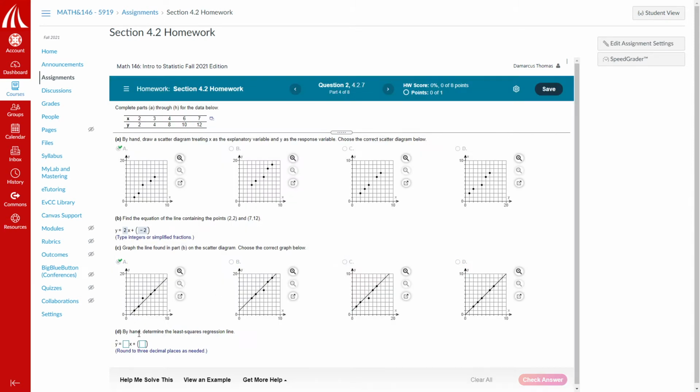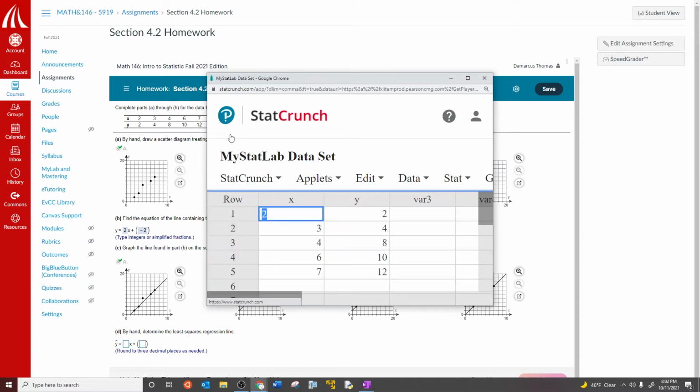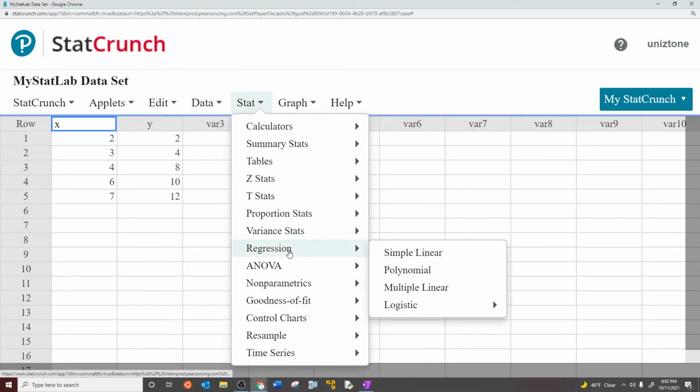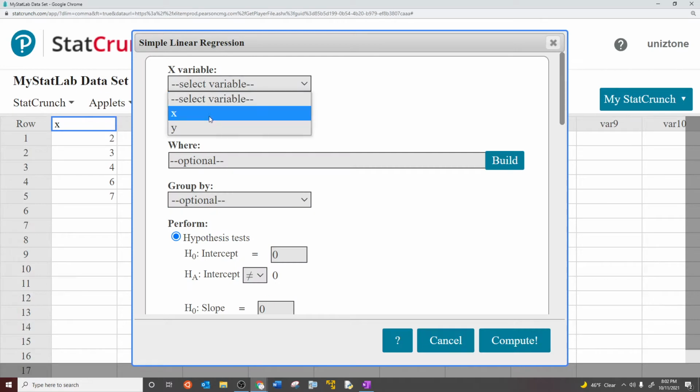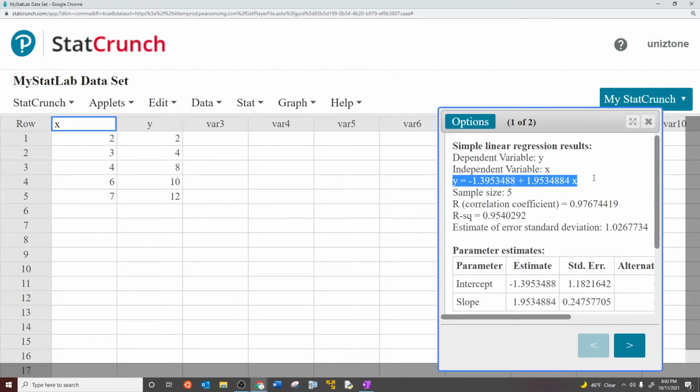And now, by hand, determine the least squares regression line. The truth is we don't do the least squares regression line by hand. It's too painstaking for us to do so. We utilize technology, and that's what we're going to do here. So I'm going to open StatCrunch, and I'm simply going to create the regression line, hit compute, and there it is. There's my regression line. That's what I'm going to use.